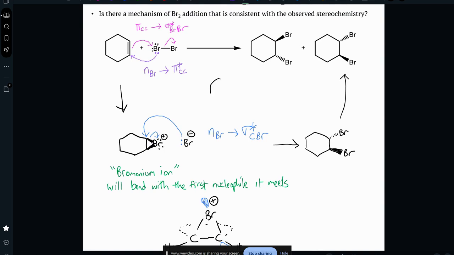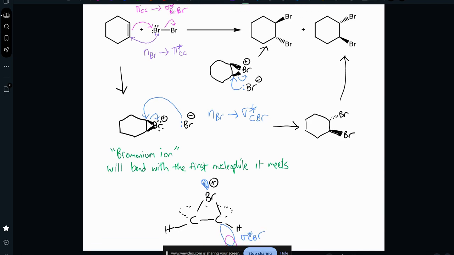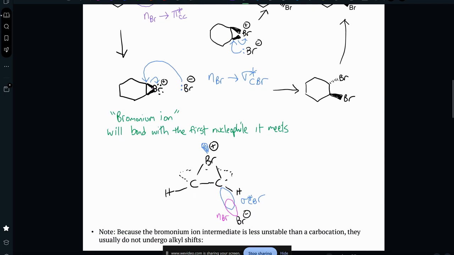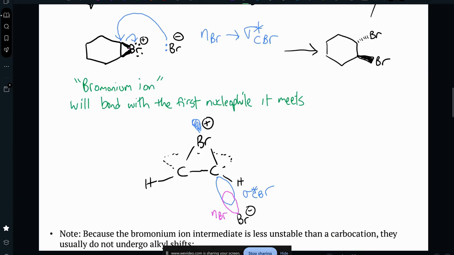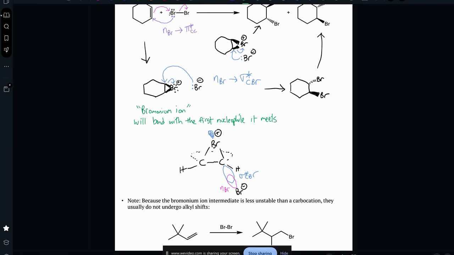If we were to take this bromonium ion and attack the other carbon, because it's symmetric, there's no preference for one over the other, that would give us the other enantiomer. So this is a mechanism that explains why we get only anti-addition. We're going through a different intermediate called a bromonium ion. So that has some implications for reactions.